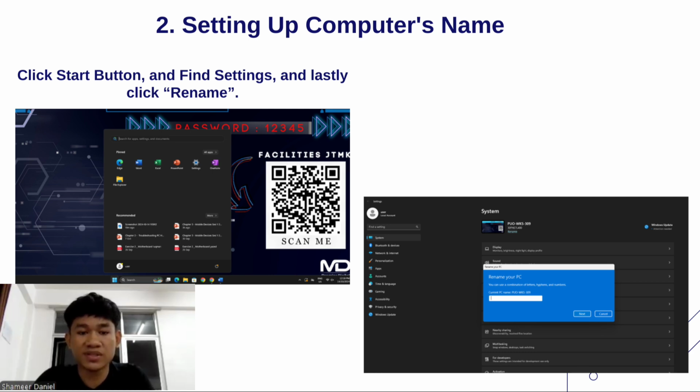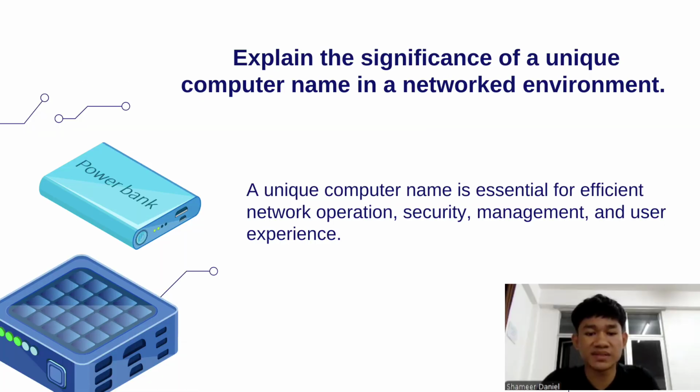Then, setting up the computer's name. The question asks to describe how to change the computer's name in Windows. First you need to click the Start button and find Settings. And lastly, click Rename, like this one. The next question: explain the significance of a unique computer name in a network environment. A unique computer name is essential for efficient network operations, security, management, and user experience.